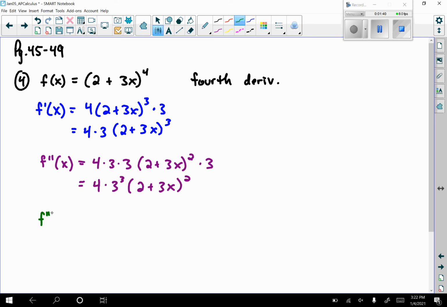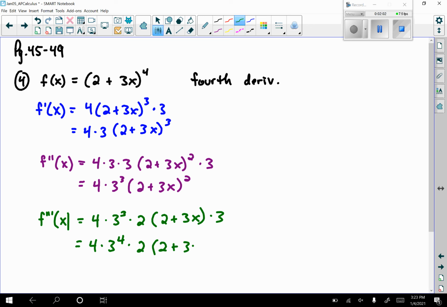Our third derivative, now the 2 will come down in front, so this becomes 4 times 3 cubed times 2 times the quantity 2 plus 3x to the 1st times another 3. So we could write this as 4 times 3 to the 4th times 2 times the quantity 2 plus 3x. And then now our fourth derivative, we're going to write that notation like this. So now this becomes 4 times 3 to the 4th times 2, and then we have the derivative of this, which is just going to give us 3.